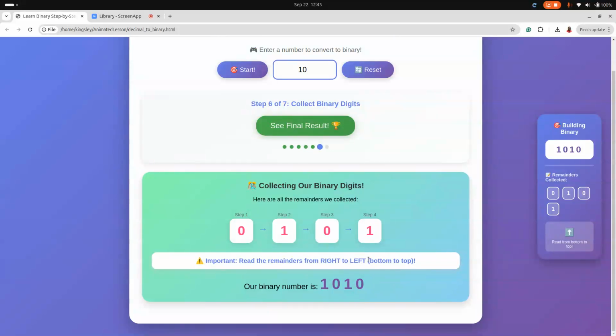And you can see what I put here, bottom to the top, meaning that when you collect the remainders, depending on how you are doing your conversion, you might be putting them in a vertical order. So you would read it from the bottom to the top. But in our case, because the numbers are listed horizontally, we need to read it from the right to the left.